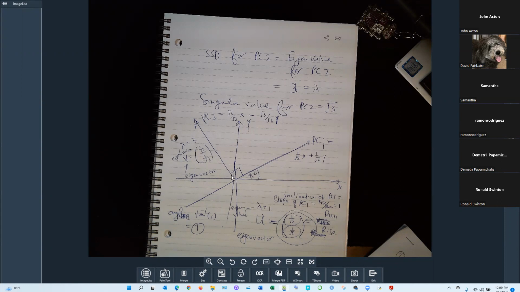How do you get this angle? The loading divided by this one. This is negative, because of the negative, you have a negative angle. That means it is with respect to the negative side of x, 45. Look at the PC1, this is PC2. That's the graphical representation of that.